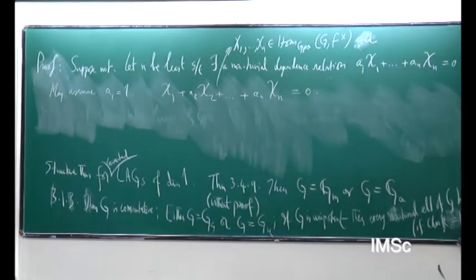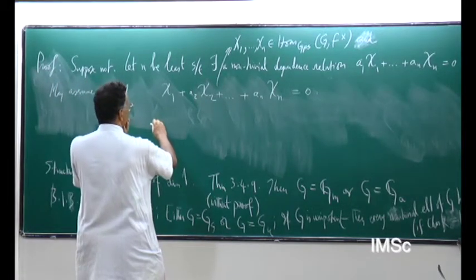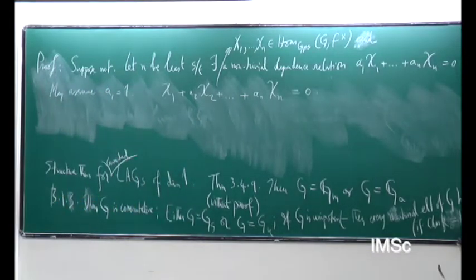Now let me see what I want to do with this. The idea is to write two relations, use the fact that these are characters to get one more relation, and then subtract the two relations, so that you get one with fewer than n terms, and hopefully also non-trivial. So it will become a contradiction. This is the idea. Let's try to do that.